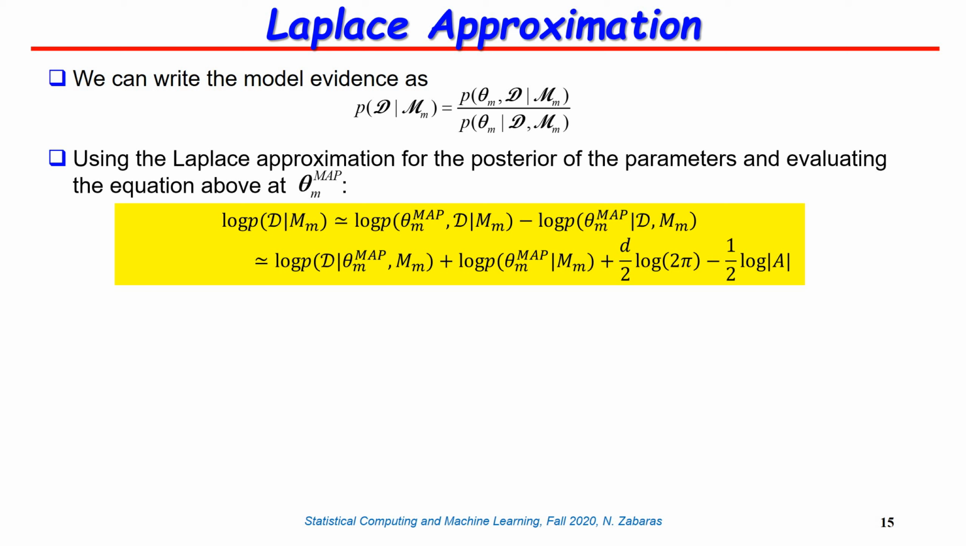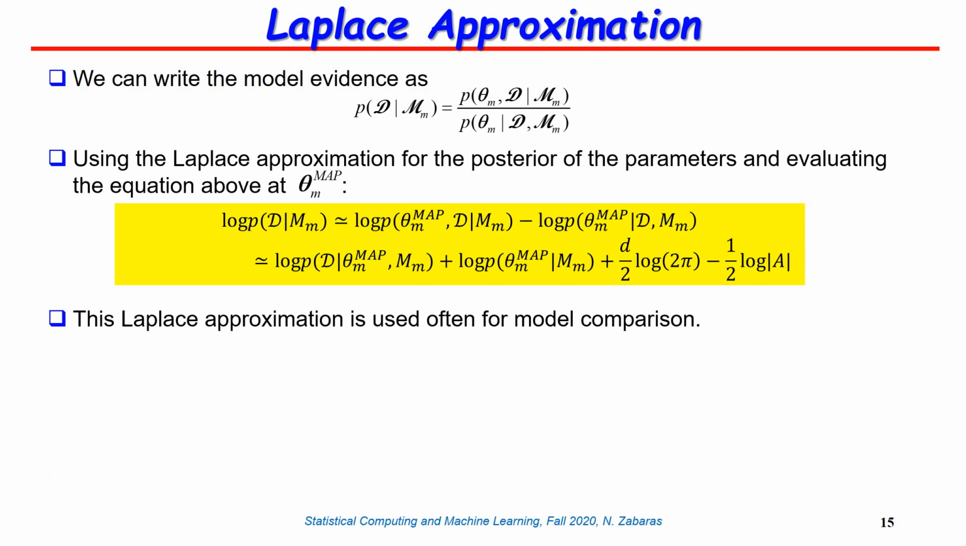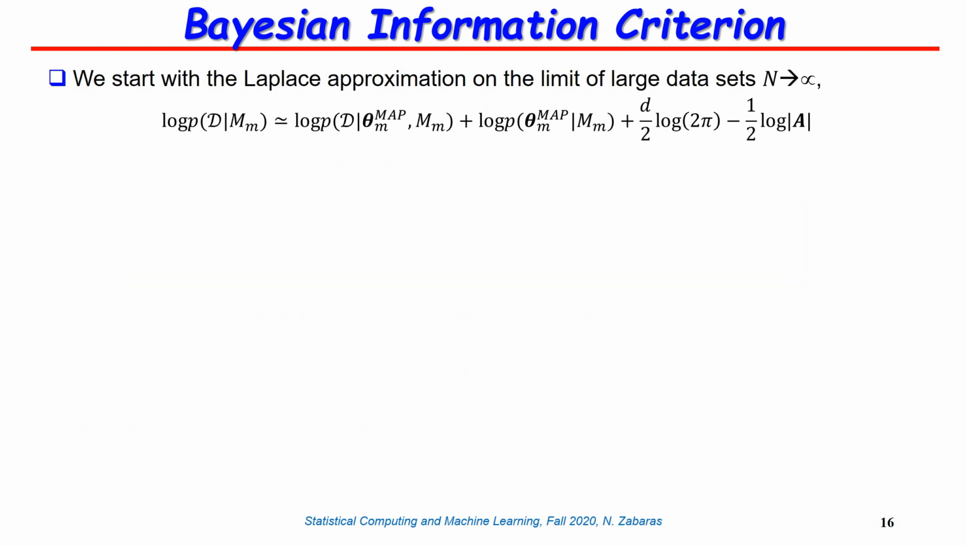So we get this nice, wonderful expression, an equation that gives me an approximation of the log of the marginal likelihood in terms of the likelihood and the prior model. And then we had this determinant of A that involves minus the second derivatives of the log of the posterior computed at the MAP estimate. Okay, so let's do the following: I'm going to use this approximation, but now I am going to take a limit of this approximation when the number of data points n goes to infinity.